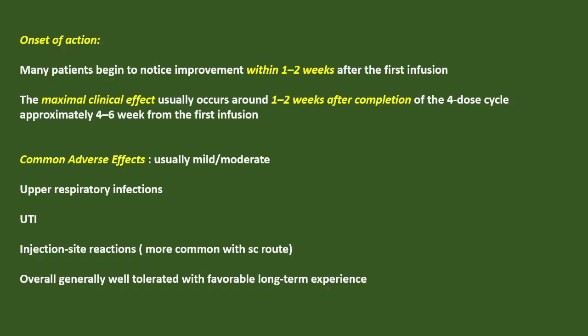Onset of action. Many patients begin to notice improvement within 1 to 2 weeks after the first infusion. Maximal clinical effect usually occurs around 1 to 2 weeks after completion of the 4-dose cycle, approximately 4 to 6 weeks from the first infusion.